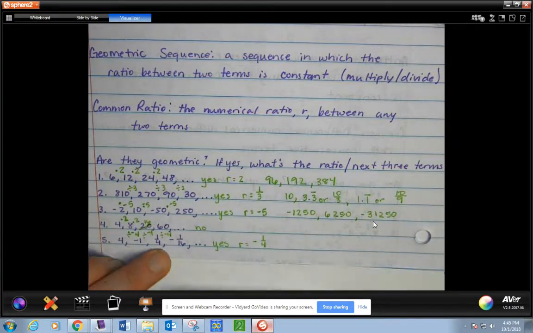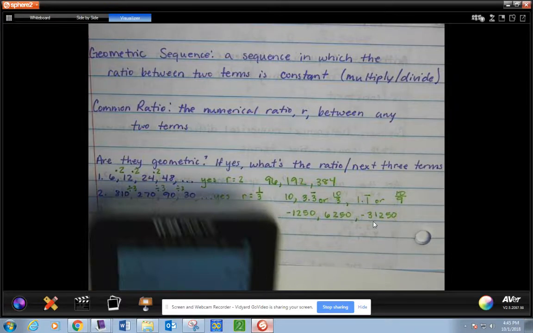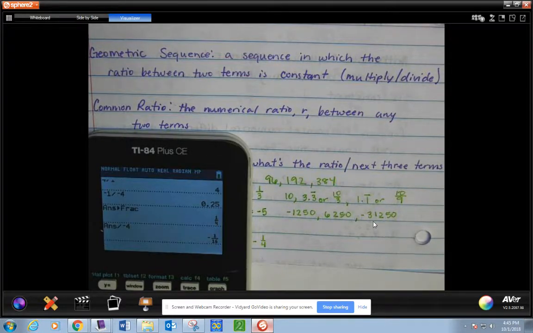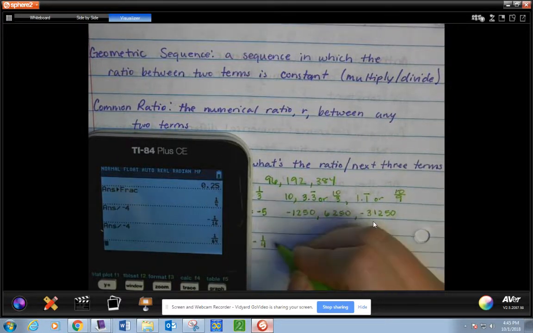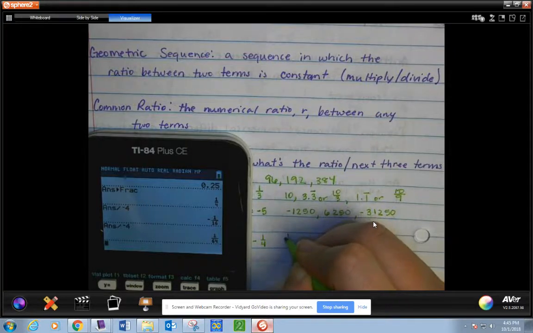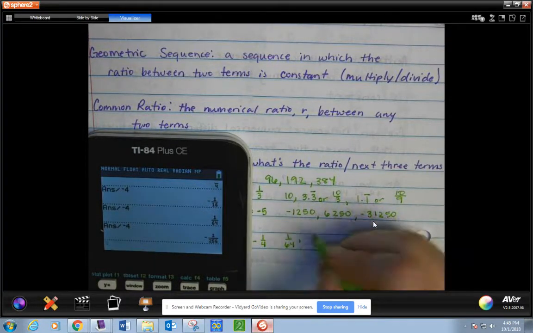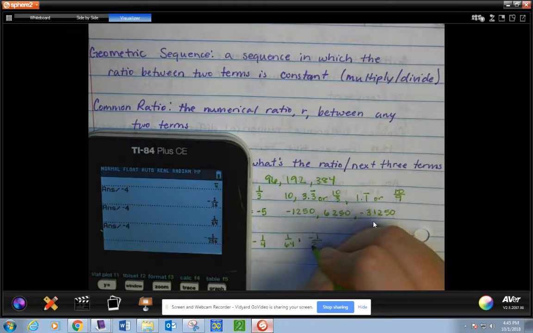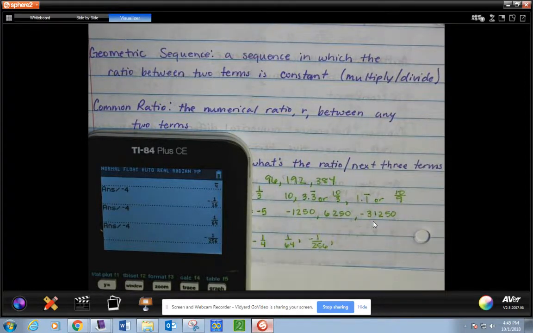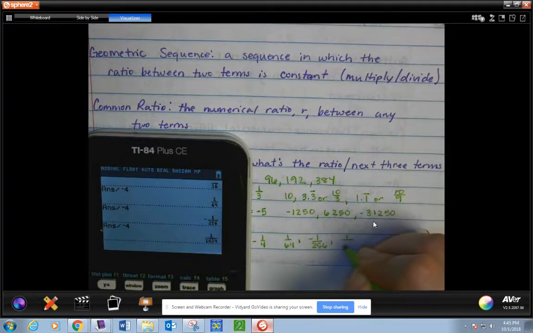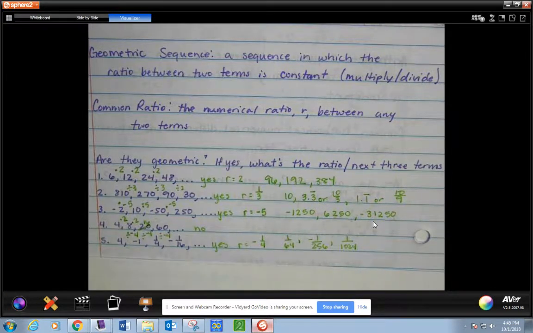Now I just got to continue this on. When I have -1/16 and I divide by -4, that gives me 1/64. And then I'm going to divide that by -4, which gives me -1/256. And then I'm going to divide that by -4, which gives me 1/1024. And I have my sequence finished off.